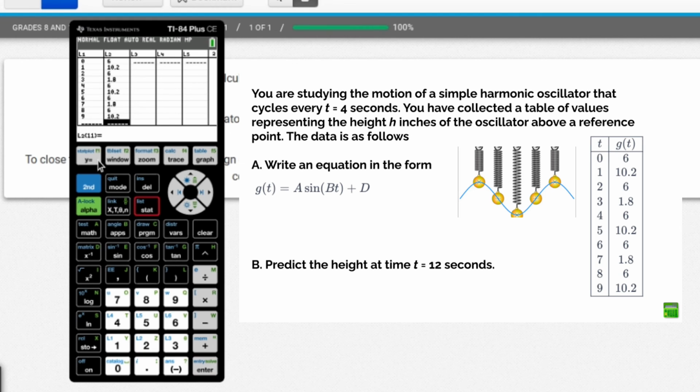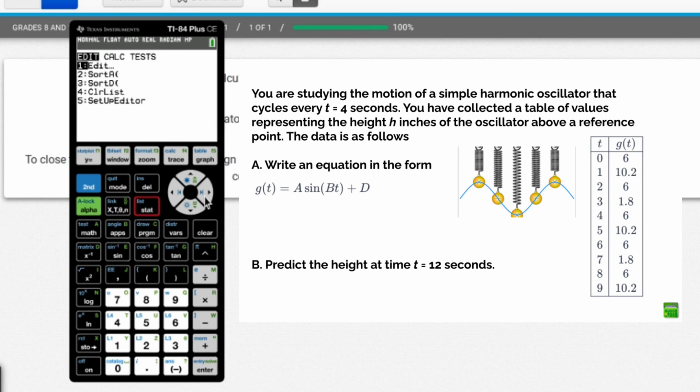All right, sinusoidal regression: stat, calc. Go all the way down until you see it. Usually I make the joke that we shouldn't sin reg, we should sin never, but that has nothing to do with this. Don't worry about the iterations or the period. We are going to store this into our calculator because we're going to need it a bunch of times. So hit vars, hit function, pick the first one, and calculate.